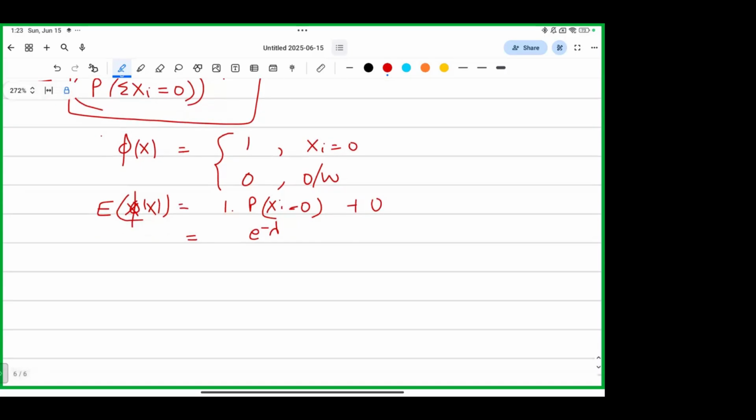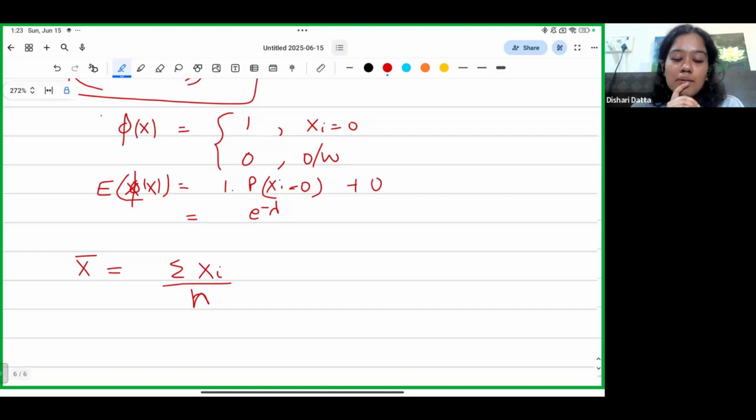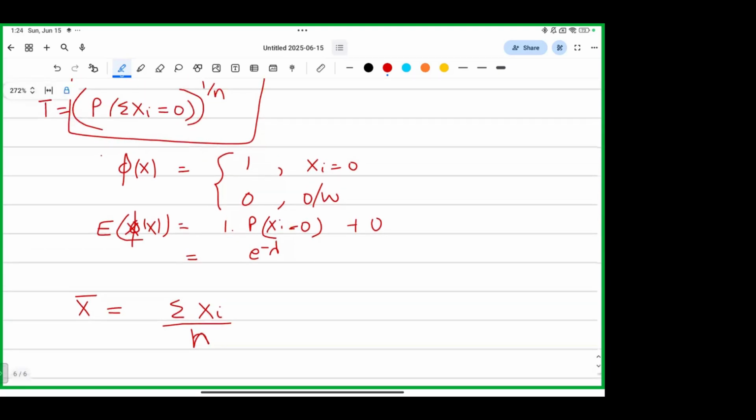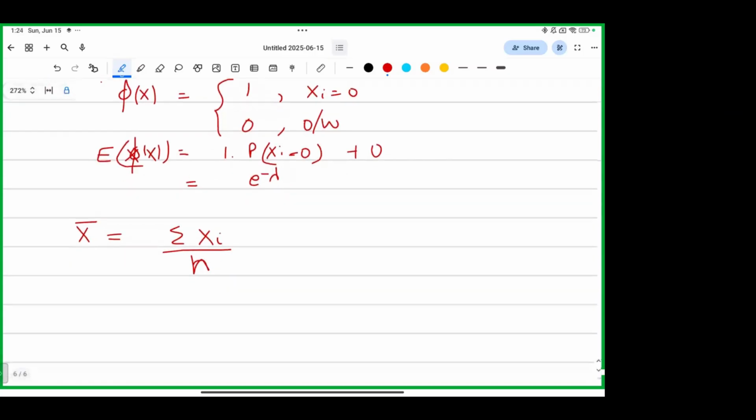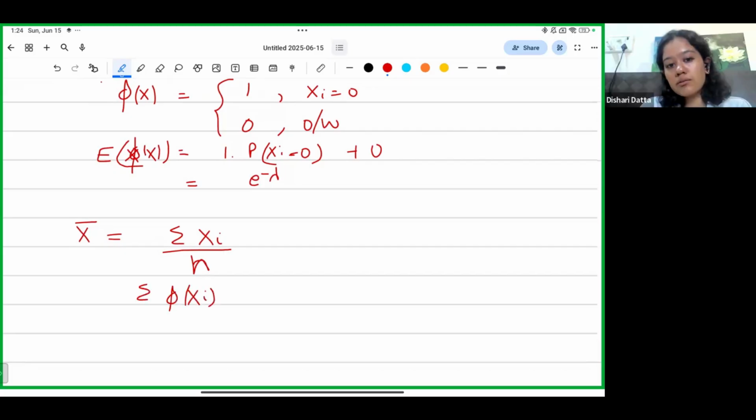Yes. So could you write it down? X bar would be equal to summation xi over n. But xi is not the unbiased estimator here. It's the indicator of xi equals 0. So in place of xi, we can take phi of xi, summation. Yes. There will be a 1 by n.